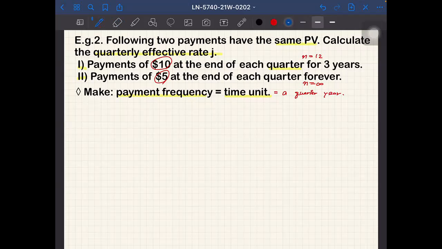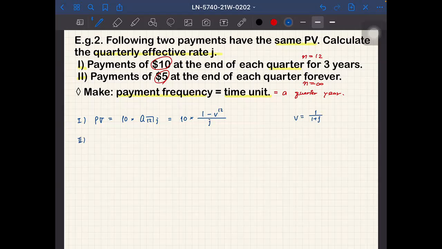Okay, so at first, for cash flow 1, what is the present value? This is the annuity for $10, 12 times. So this is 10 times a angle 12 at interest rate J. This is equal to 10 times (1 minus v to the power 12) over J, where v is equal to 1 over 1 plus J.